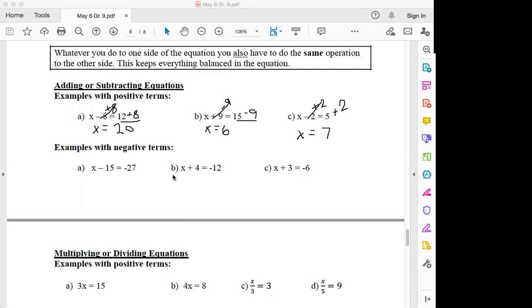Okay, so there are some examples where the right side of the equation is a negative term. It doesn't really change too much. You're still going to do the same process. Like here, it's being subtracted by 15, so we're going to add 15 on both sides. This cancels out and we're left with x. So x is equal to negative 27 plus 15, which is negative 12.